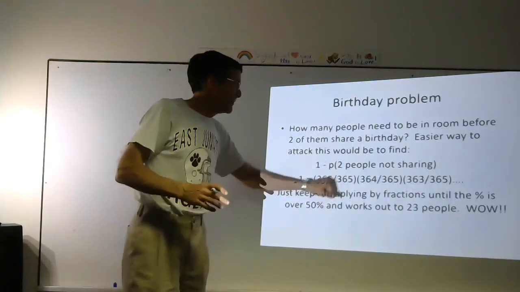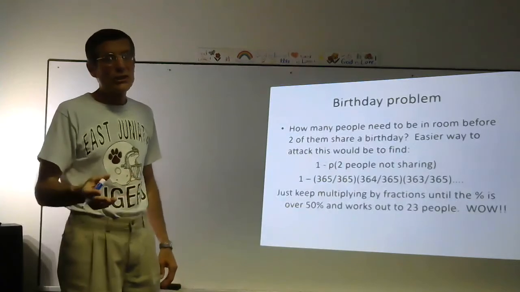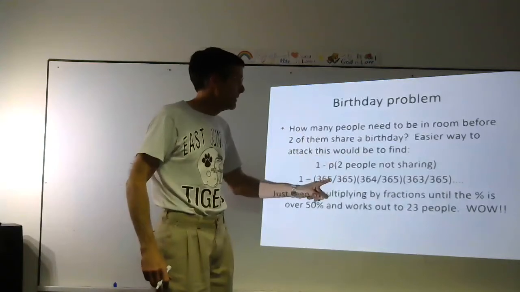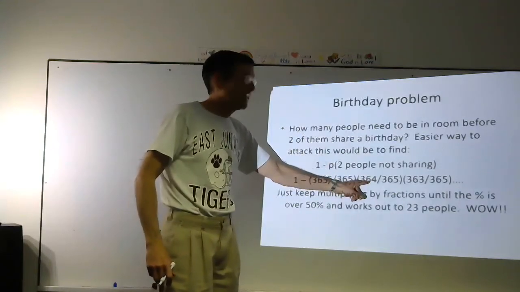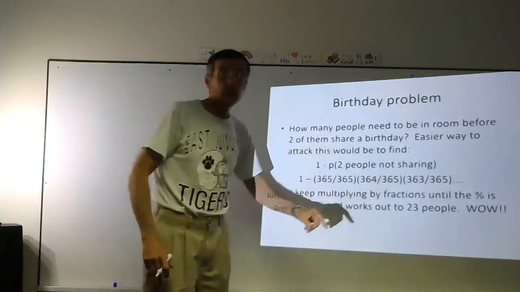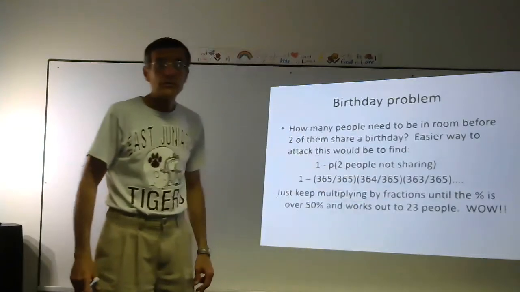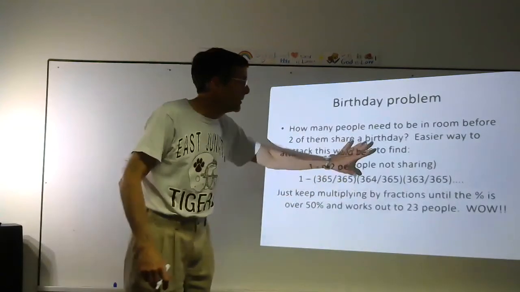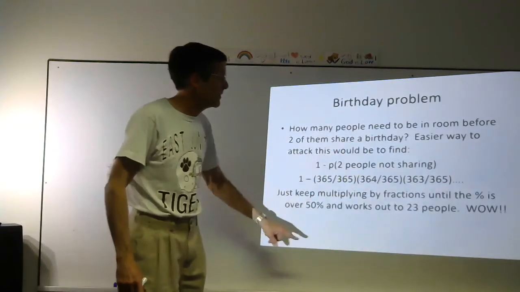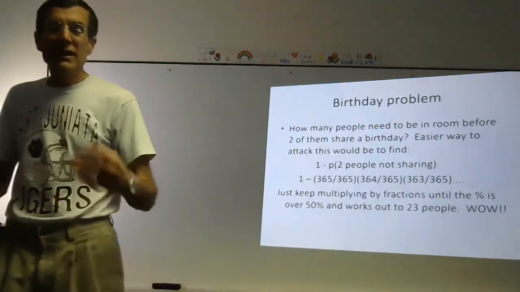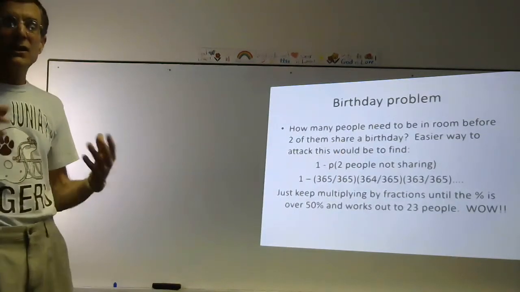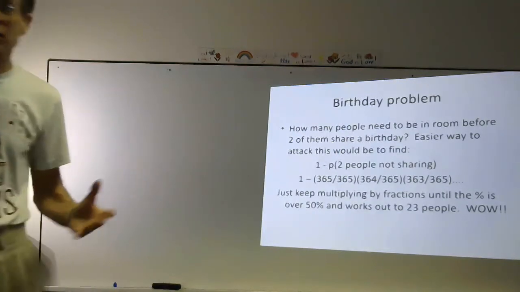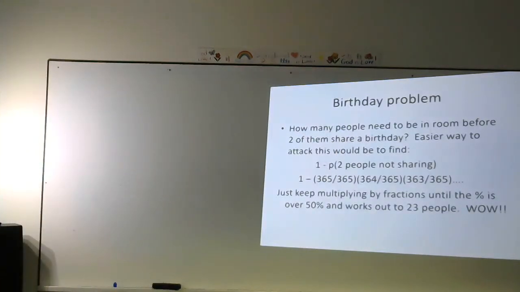So there's a 100% chance you're not going to share a birthday if you're by yourself. But if there's somebody else in there, independent events, not sharing a birthday would be 364 out of 365, as long as he doesn't have yours. Then if you have 3 people in the room, it drops down again. You keep doing that till it gets down to be over 50%, and it works out to 23 people. If you have 23 people in a room, the odds are better than 50-50 that you will share a birthday, which is really cool. You would think it would have to be much, much more.